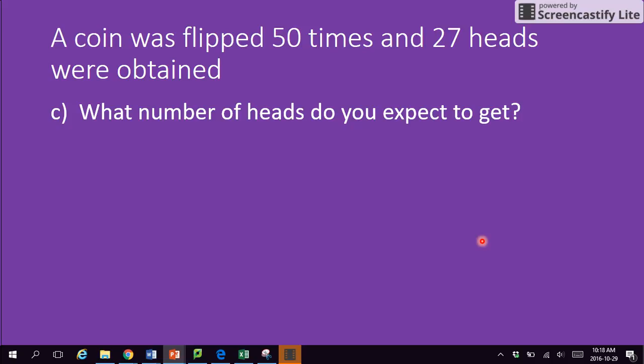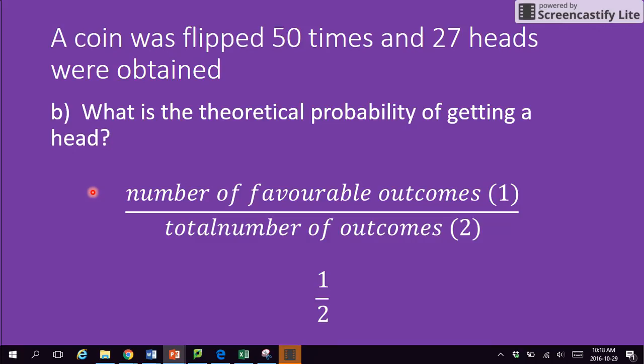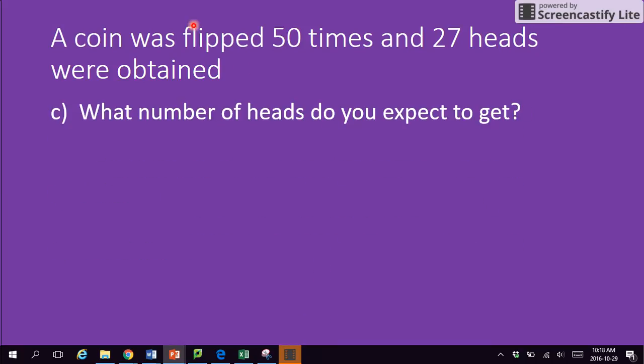It says, what number of heads did you expect to get? Now, with this one, we take our half, because we've already said in our theoretical that it's 1 out of 2, and we multiply it by the amount of experiments we did, and that gives you 50. So we go a half times 50 and put that into your calculator and you'll get 25.